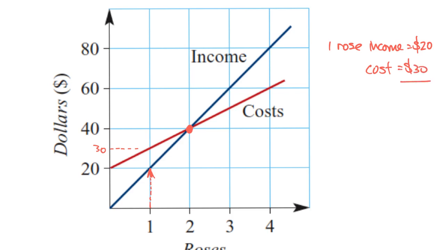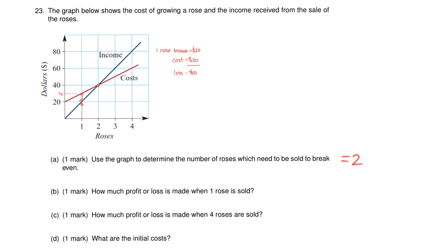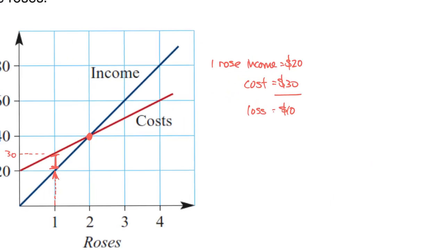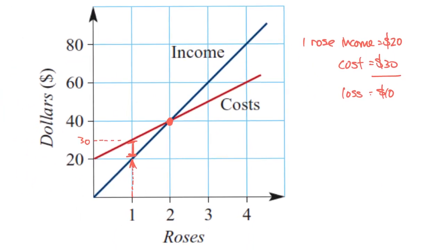That means I've spent $30 to produce this rose, but I've only made $20 from selling it, so I've made a loss of $10. That is represented by this section of the graph here, the distance between my income and my costs. So the loss I've made on 1 rose equals a loss of $10. How much profit or loss is made when 4 roses are sold? Well, let's do the same thing. Let's zoom back in and have a look at 4 roses.